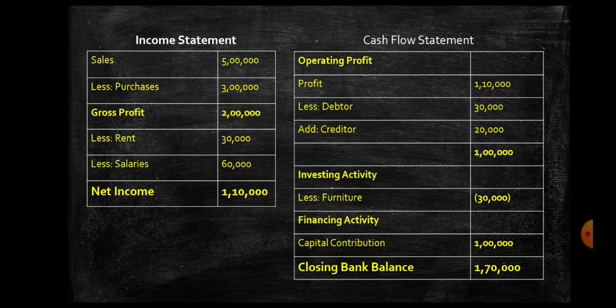Then we have investing activity, like the furniture he has invested in, we have to deduct that. Then financing activity, the opening balance, we can conclude that it is 1 lakh only. So we have the closing balance of 1,70,000. If it is cash in hand, it was cash in hand, but because here Mr. X has used a bank account, we have to call it cash at bank.